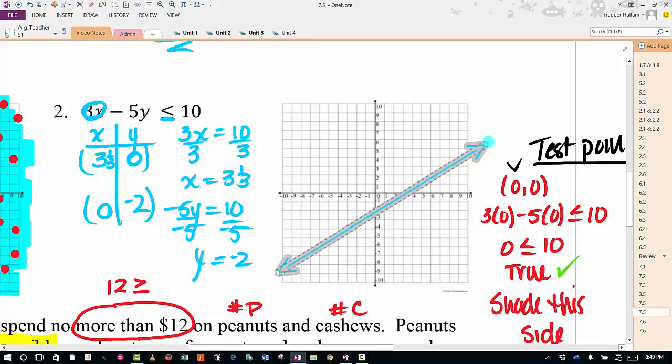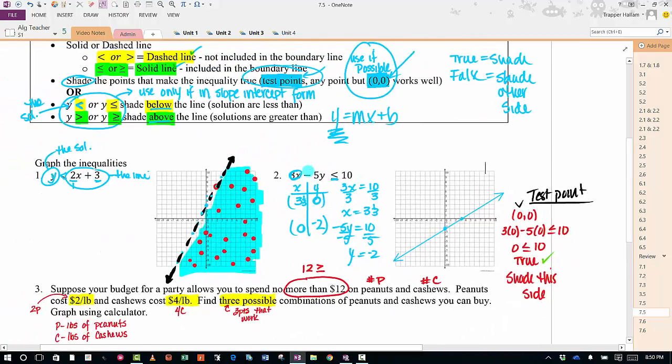There's my line. Now the next thing I have to do, because I've got my line, I've got my solid or dashed, I've got to decide which side is shaded. And you're like, Mr. Hallam, wait a minute, there's something with the y. Yeah, this little technique that I showed you here only works if we're in slope-intercept form. So if you decide to rather change these standard forms now, you're more than welcome to. But here's the second way.